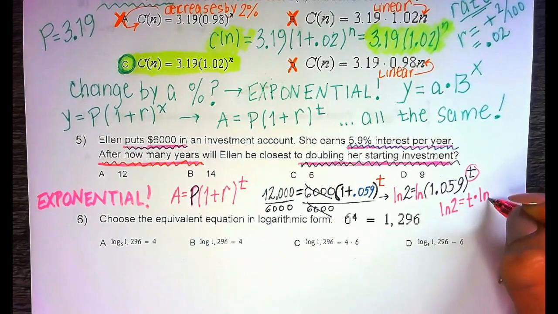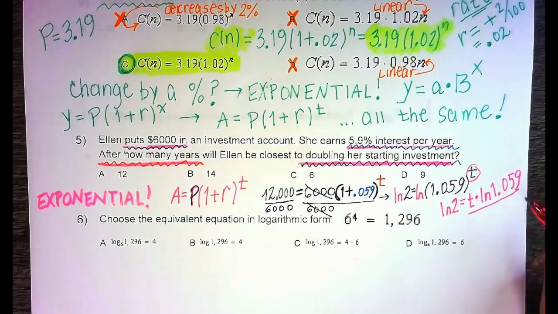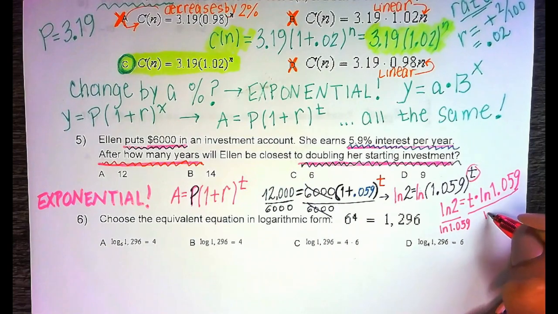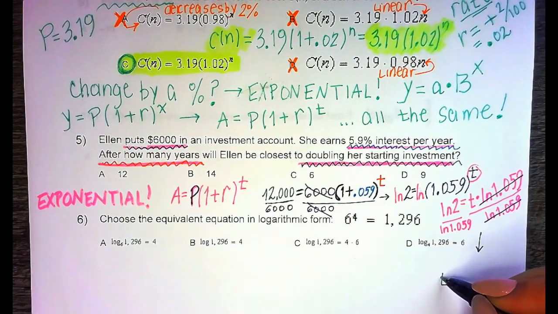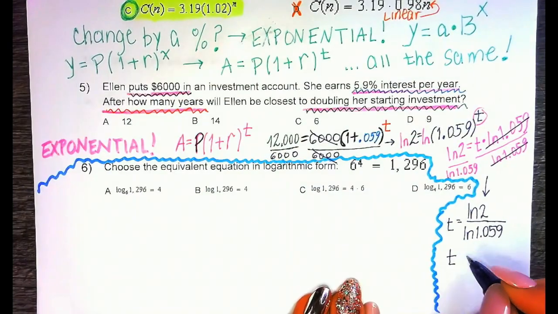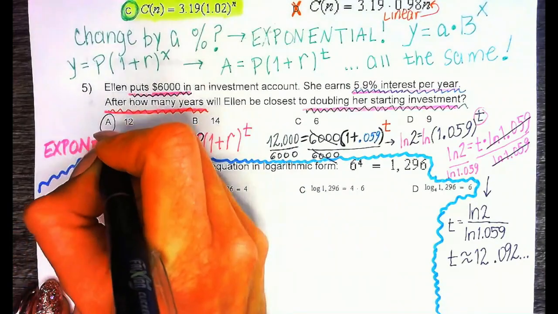If we take the natural log of both sides, we could also apply the power property, which allows us to bring the t variable out front, and is what we really needed the whole time in order to solve our equation. Last step, we're going to divide both sides by the ln of 1.059, which gets us our final solution. T equals approximately 12.092, so 12.